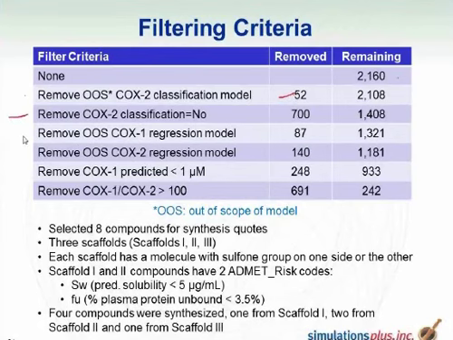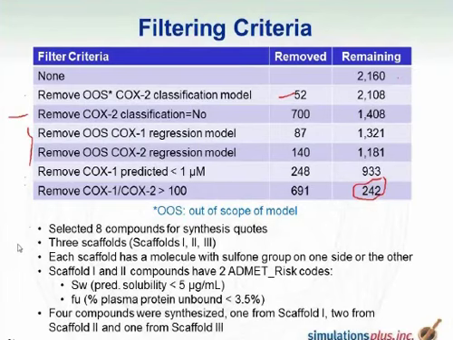Then we removed compounds that were out of scope of the 2 regression models. We removed compounds that were predicted to be less than 1 micromolar for COX-1. And then if they had too much selectivity, we also threw those out. So we ended up with about 242 compounds. Bob Clark and I went through these compounds and prioritized them. We sent a smaller set to a committee and then decided to select 8 compounds for synthesis quote.